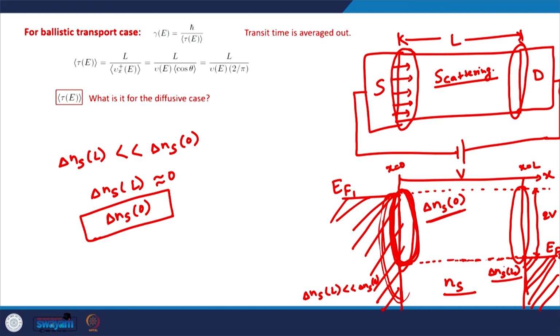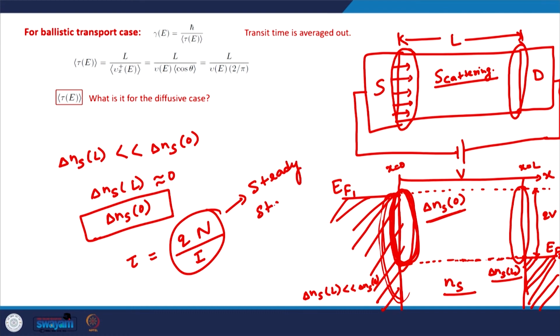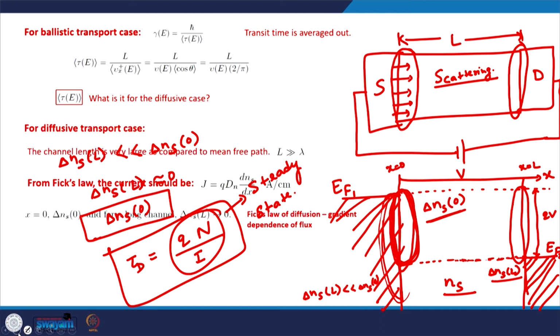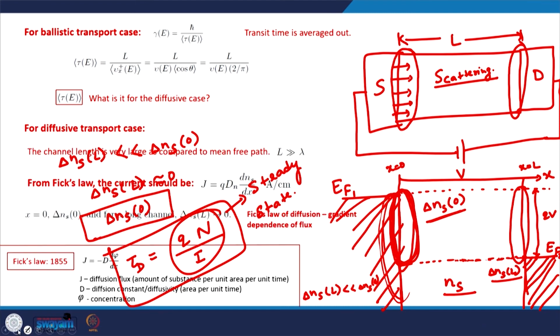Then now we need to see, please just recall that we need to find out tau, which is essentially q times n divided by I in steady state. This is what we need to find out. This is the transit time in the case of diffusive transport. So, now all these things can be summarized.